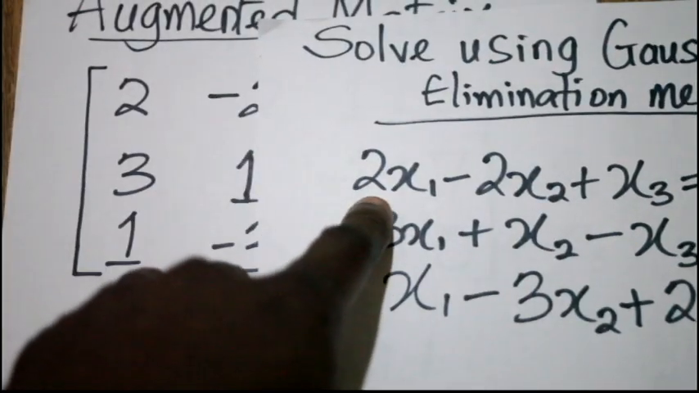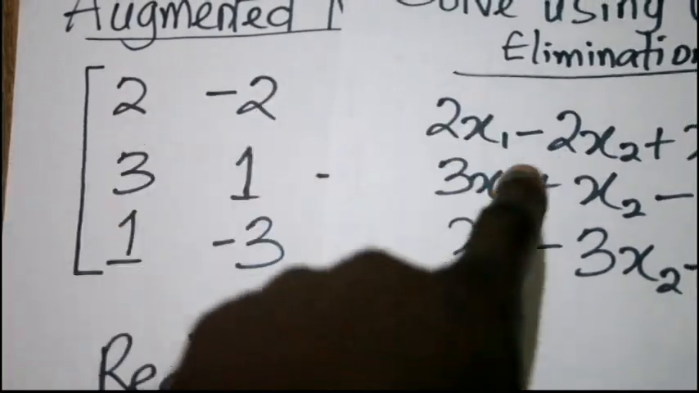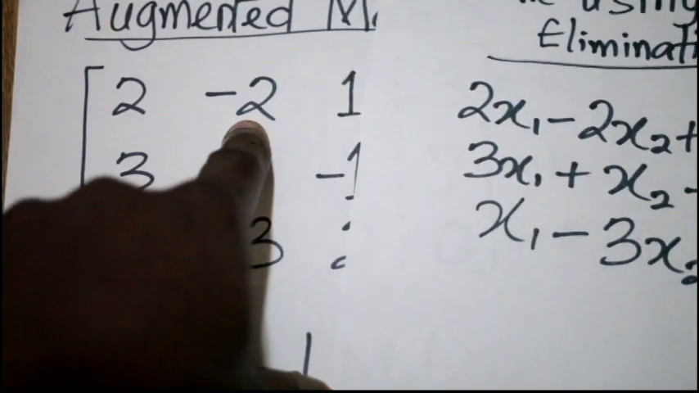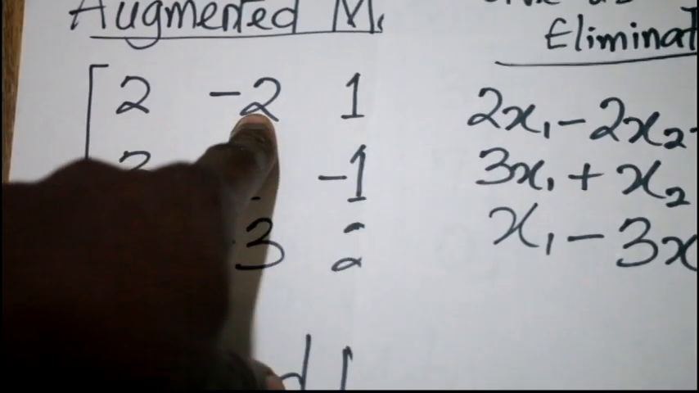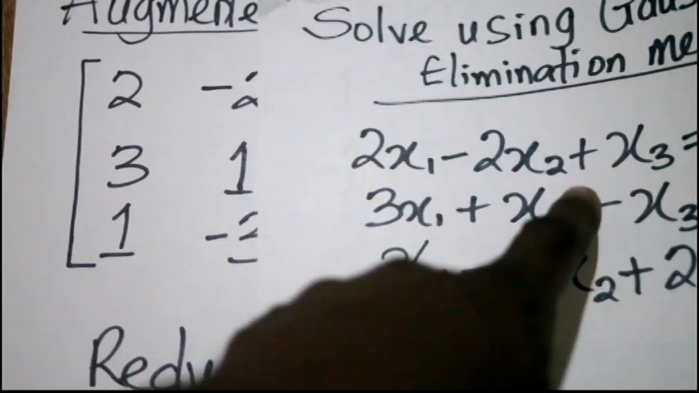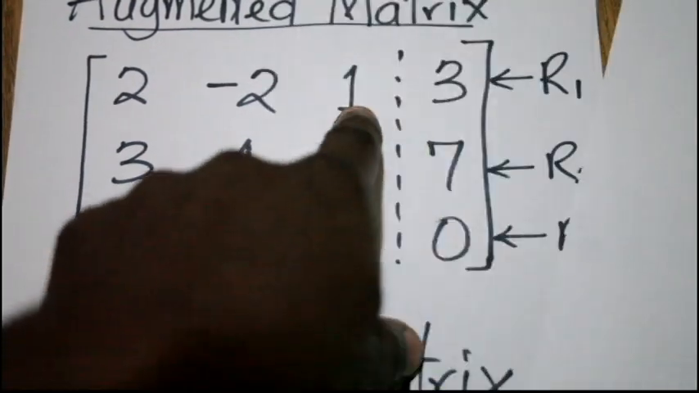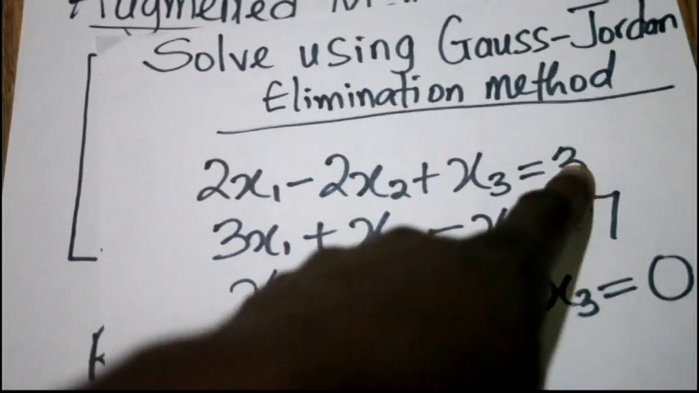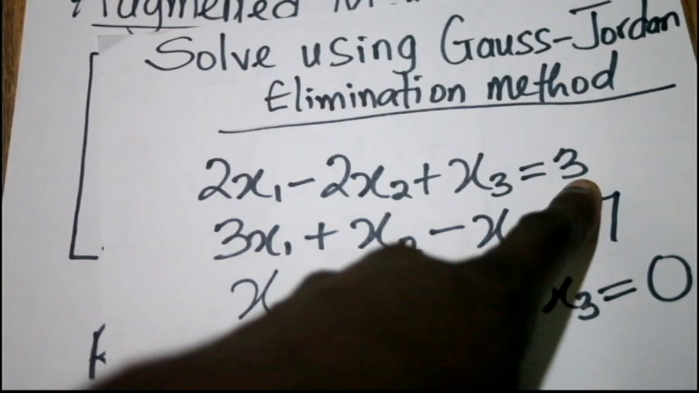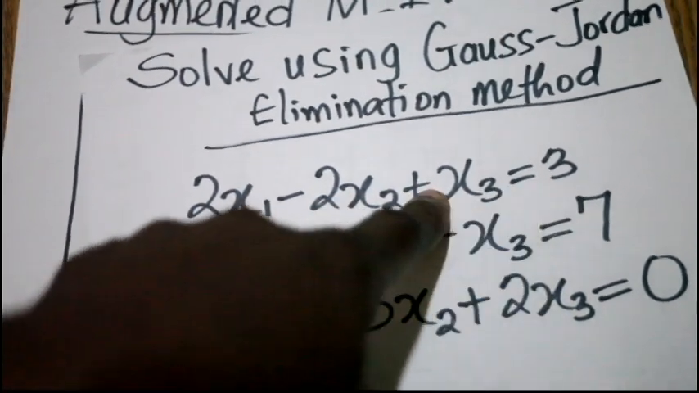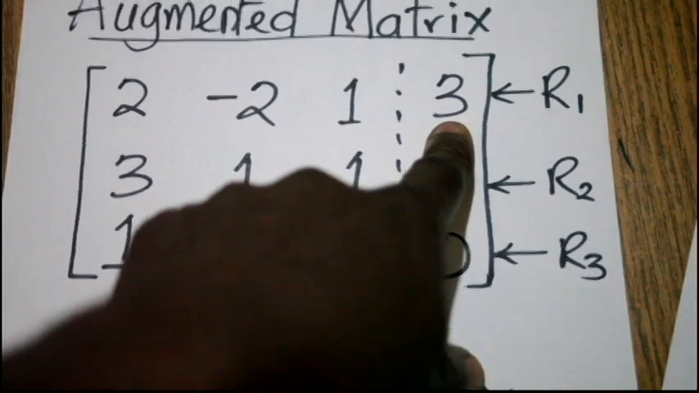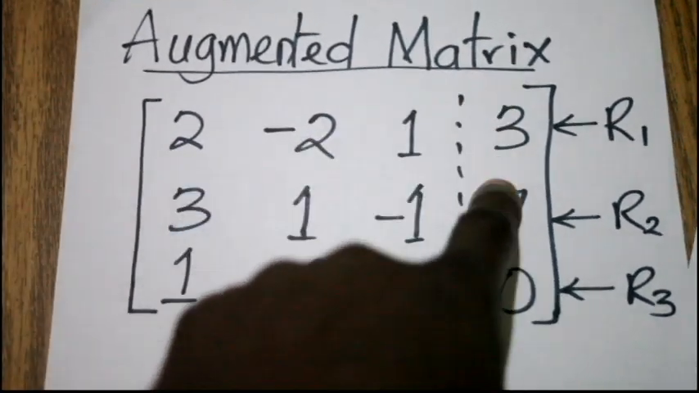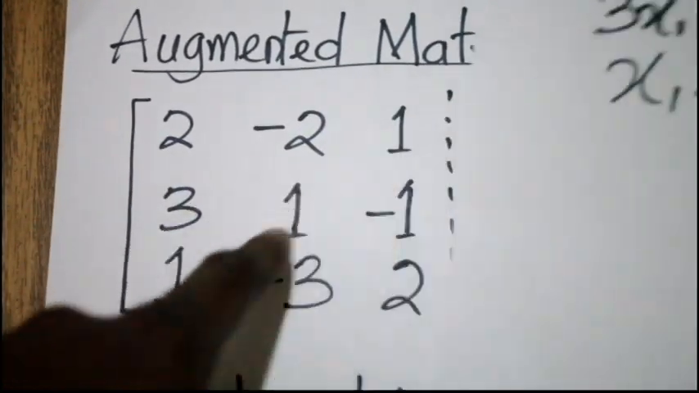So I have 2 extracted here, minus 2x2, I have minus 2 here. Then I have x3 is 1. So it has been depicted in this place. Then the outcome of this equation here is 3. So it has been written in the augmented matrix shown in this place.